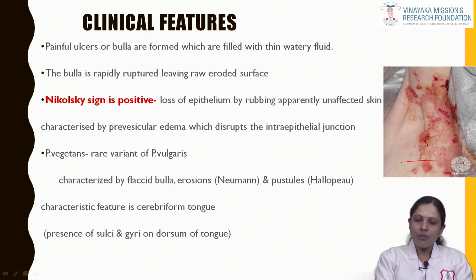A rare variant of pemphigus vulgaris is pemphigus vegetans, characterized by flaccid bulla formation and also by erosions and pustules, which are known as Neumann and Hallopeau types.